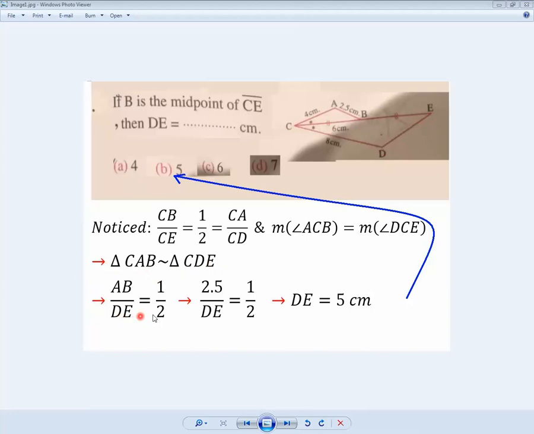And now, what about the ratios? I have to form ratios: AB over DE equals half, because the ratio, as we showed before, between CB and CE is half also. The length of AB here is 2.5 centimeters, make substitution, and then making cross multiplication, you will get DE equals 2.5 multiplied by 2, it will be just 5 centimeters.